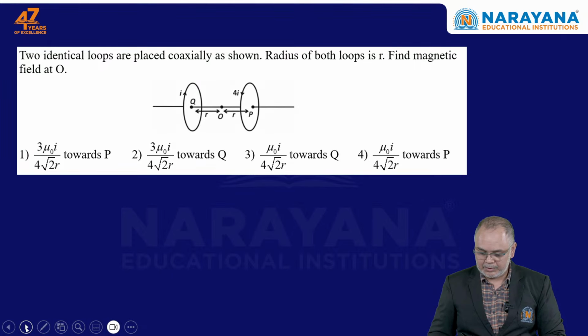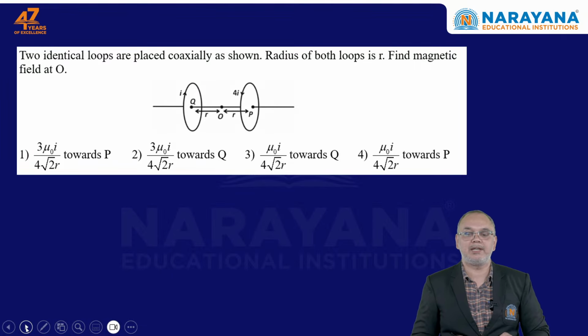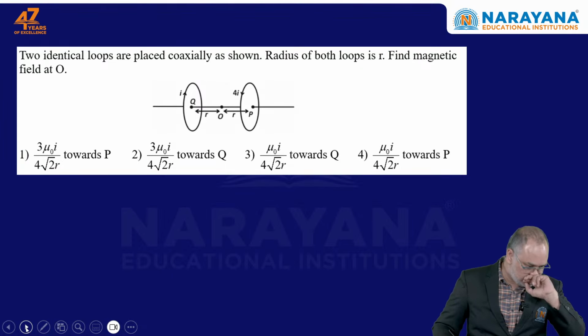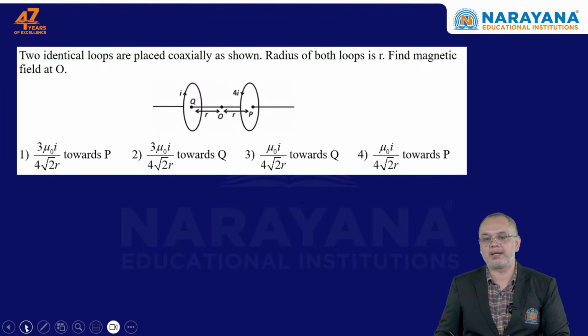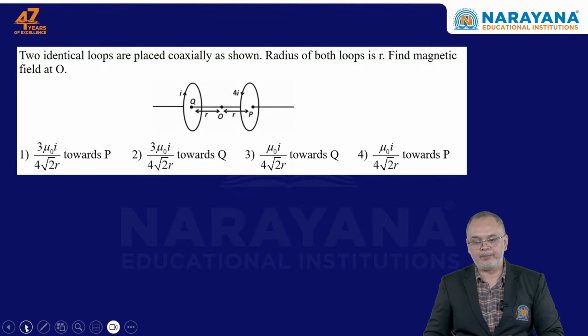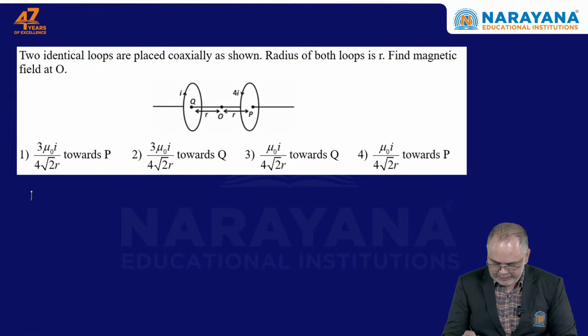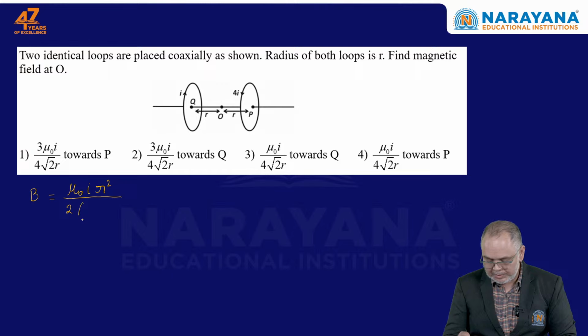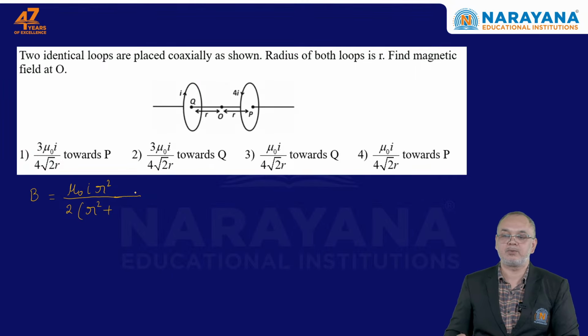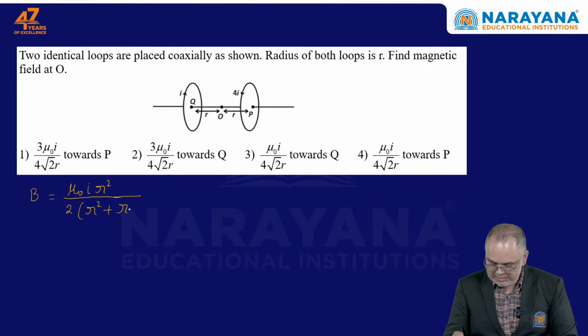The next question is, two identical loops are placed coaxially as shown. Radius of both loops is small r. Find the magnetic field at point O. Now because of the circular loop, the magnetic field on the axis of the loop, for that we know the formula. We can write B is equal to mu naught I r square upon 2 into (r square plus x square) to the power 3 by 2. Now here x is what? That is equal to r only.